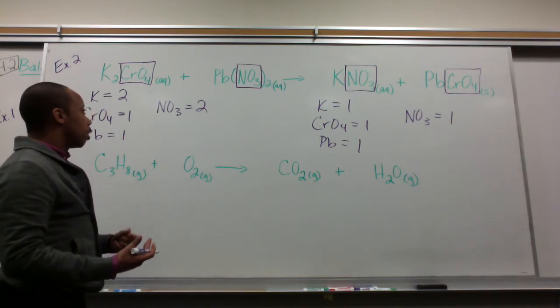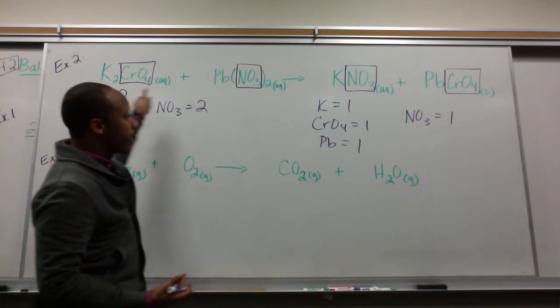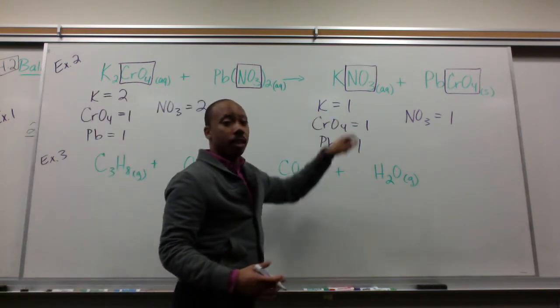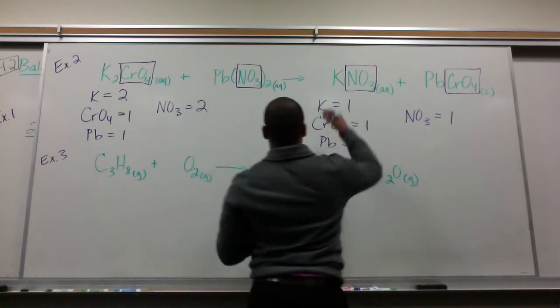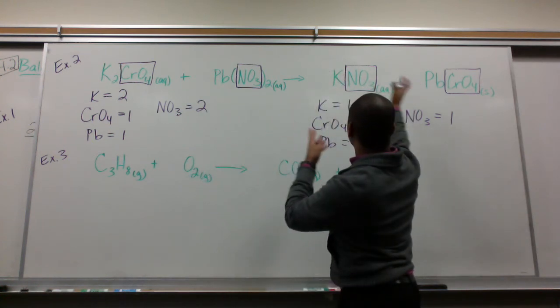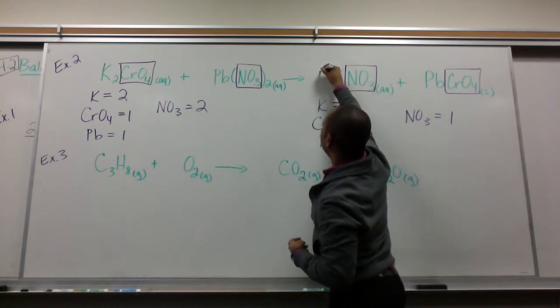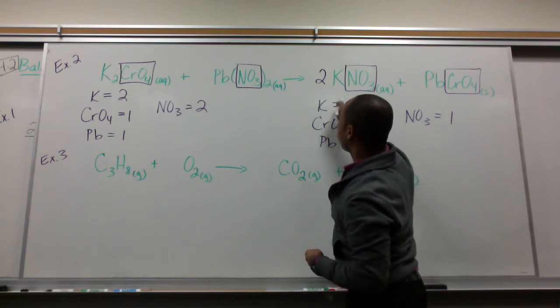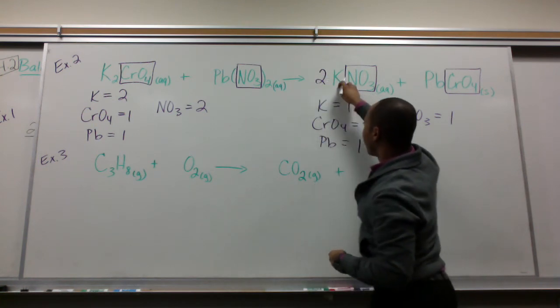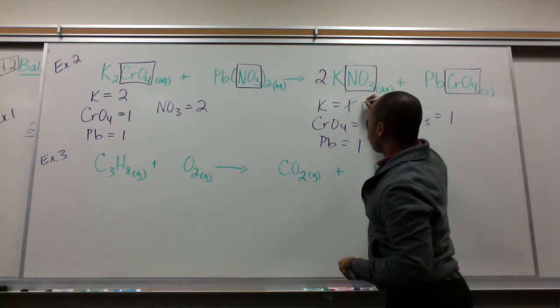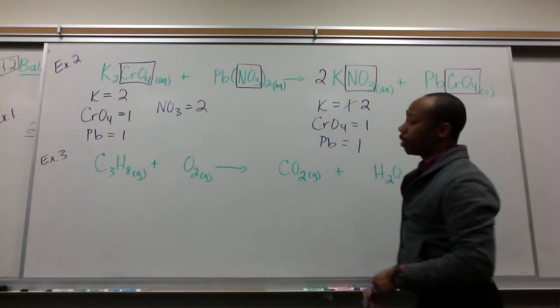So let's balance. I have 2 potassiums on this side. I have 1 potassium on that side. Let's balance my potassiums first. I want to put a coefficient in front of my potassiums here to make it up to an atom count of 2. So I put 2 there. 2 times my 1 potassium takes away my first one, but I have 2 now.